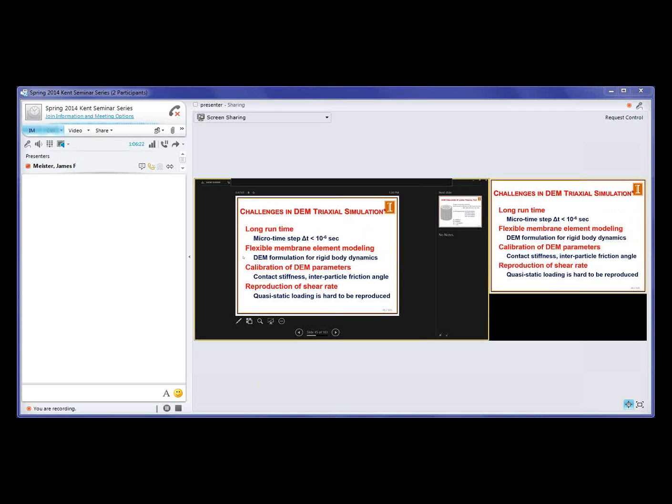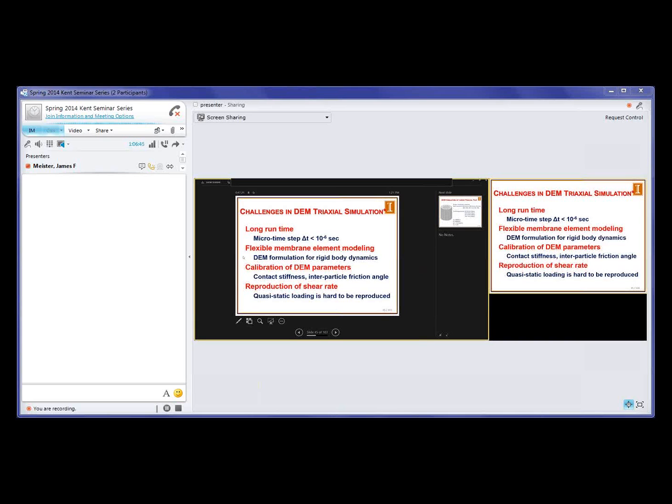So first, it needs a very tiny time step to detect the contact and also make sure there's not too much overlap between each two particles. And the next challenge is how to simulate the flexible membrane behavior. Previous studies used rigid boundaries, but that's not flexible at all. And also, how can we calibrate the DEM parameters?